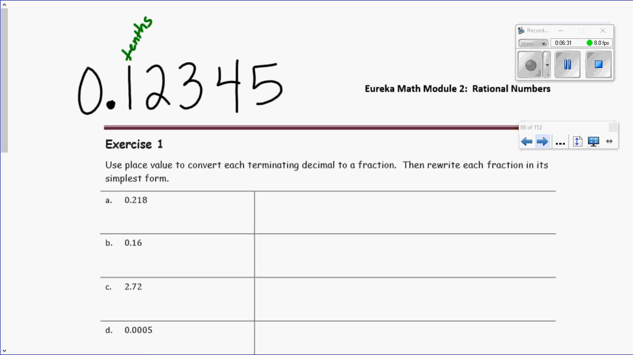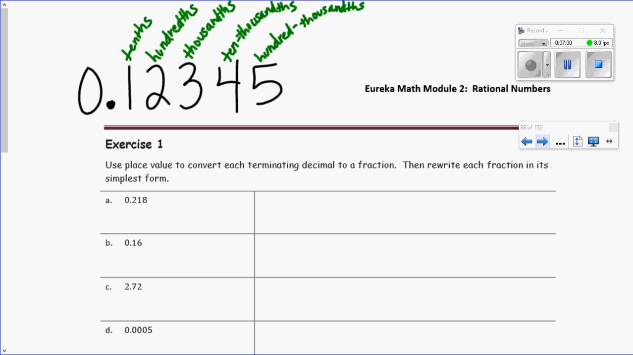Go ahead and write this. The 2 is in the hundredths. Hopefully you know the answers before I'm saying them, but if not, that's okay. Write them out. Thousandths. 10 thousandths. And 100 thousandths. Had to kind of curve around there.